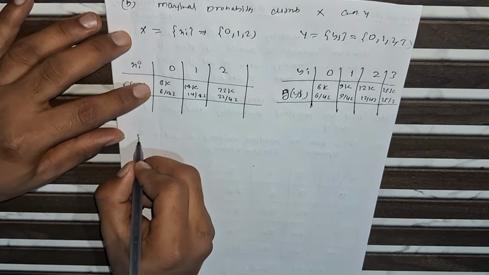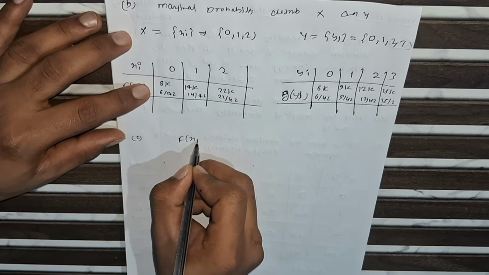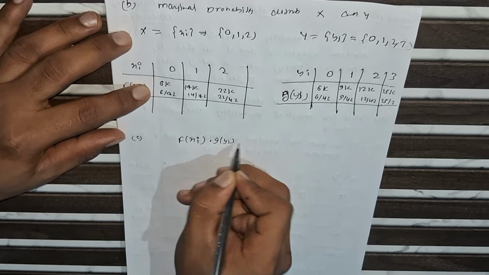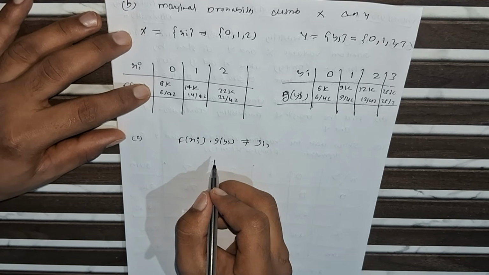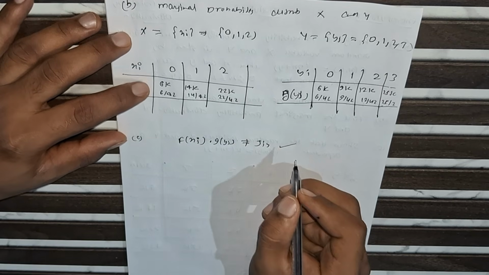Now our third part is, as you can clearly see, that f of x_i into g of y_j is not equal to f of x_i, y_j. So our random variables are dependent.